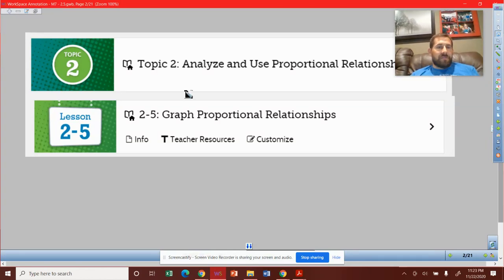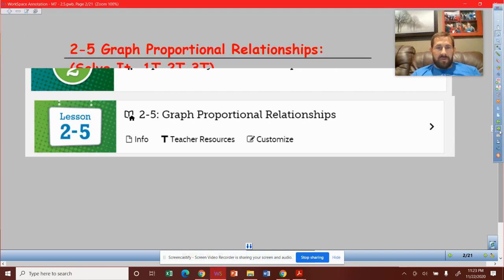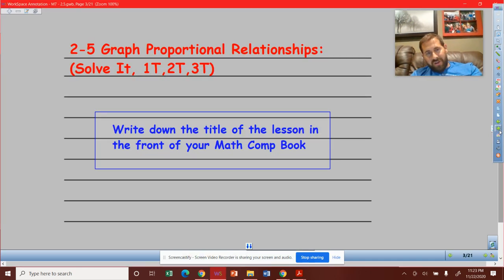All right, a new lesson that we're going to expand on today is this 2-5 graphing proportion relationship. As you notice, based on the previous slides, you should have already gone to the front of your math comp book and written a title. Again, we're on our third rotation of this, so we should be pretty good at this, and most of you all are pretty good at this.